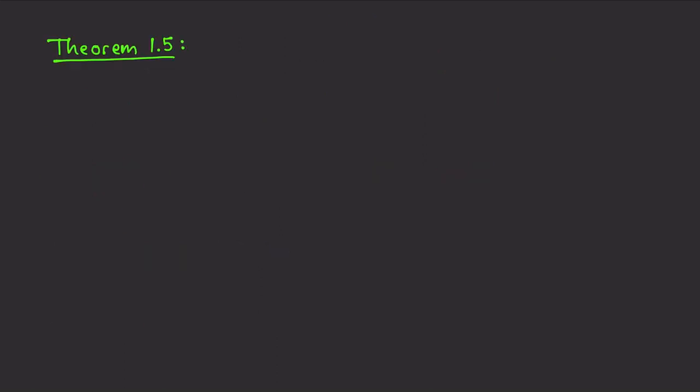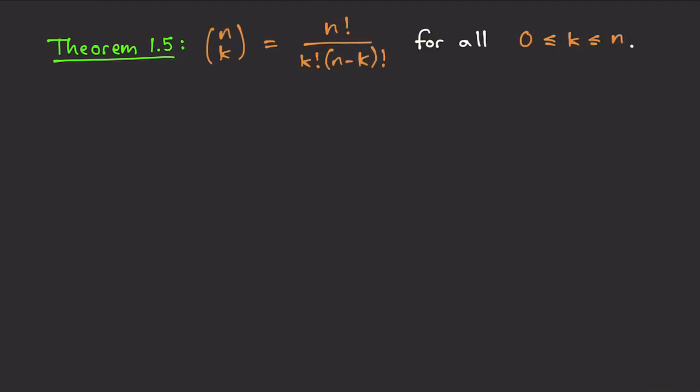The first real theorem we'll prove is one that can be used to compute n choose k for any n and k. Here it is. N choose k is equal to n factorial over k factorial times n minus k factorial. Now this formula actually breaks if k is bigger than n because you get negative factorials, but if k is bigger than n, you already knew that n choose k is 0, so that's fine.